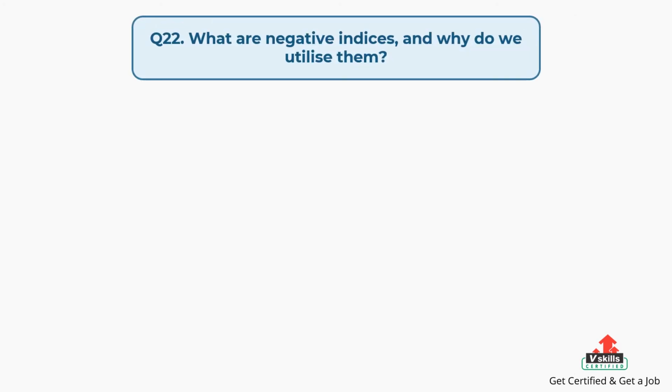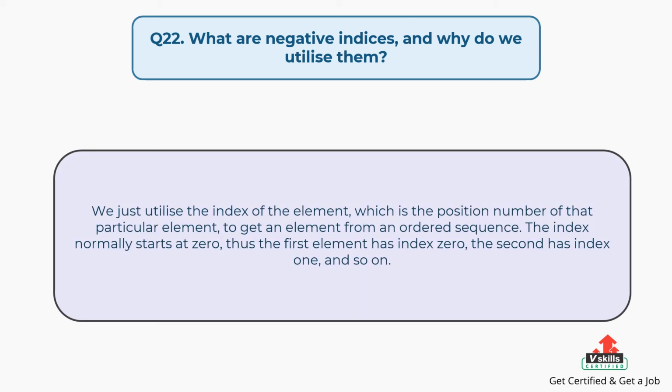Question number 22. What are negative indices, and why do we utilize them? The answer is: we just utilize the index of the element, which is the position number of that particular element, to get an element from an ordered sequence. The index normally starts at 0, thus the first element has index 0, the second has index 1, and so on.